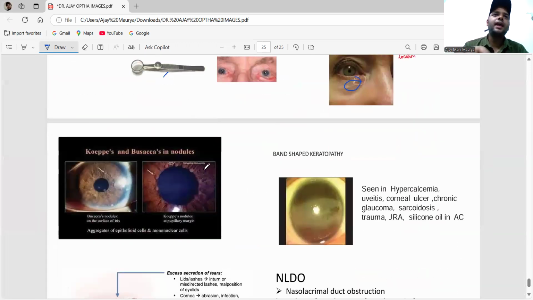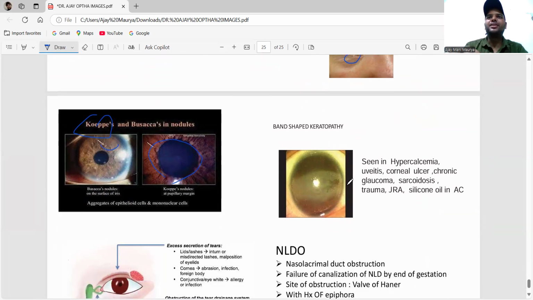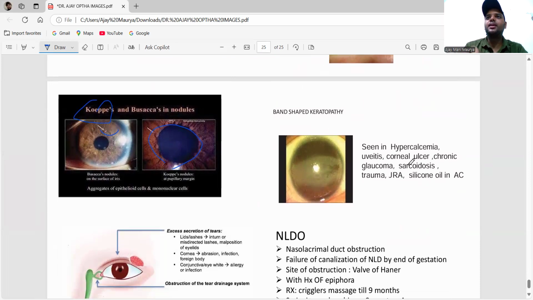This one, guys, is the iris nodule. Iris nodules we have are Koeppe and Busacca nodules, in the iris. This is the Busacca nodule. This is the Koeppe nodule. You have to see this one. This is band-shaped keratopathy, seen in hypercalcemia, uveitis, corneal ulcer. Remember this one.